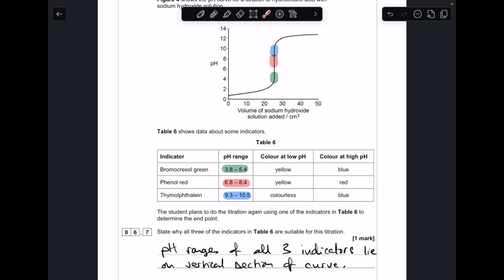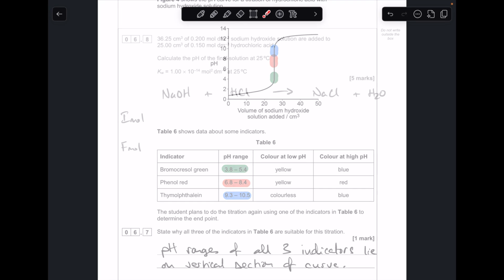Number 7, state why all 3 indicators in table 6 are suitable for this titration. Remember, for an indicator to be suitable, its pH range has to lie in the vertical section. I've colour coded the 3 indicators, so bromocresol green is here, it's in the vertical section. Phenol red is here, it's in the vertical section. And thymolphthalein also in the vertical section. So pH ranges of all 3 indicators lie in the vertical section of the curve, is why they are suitable.